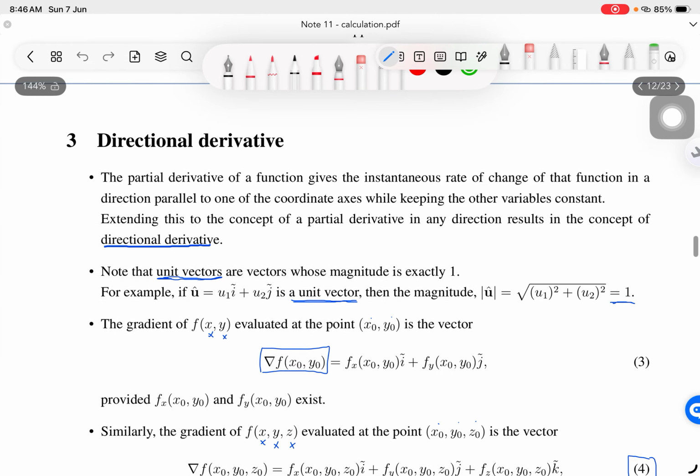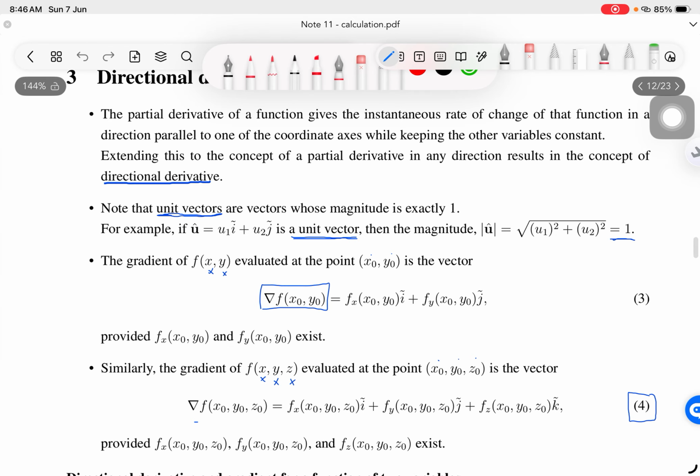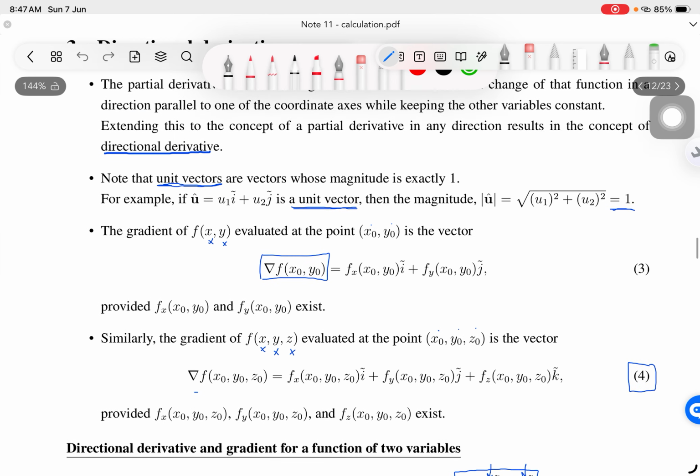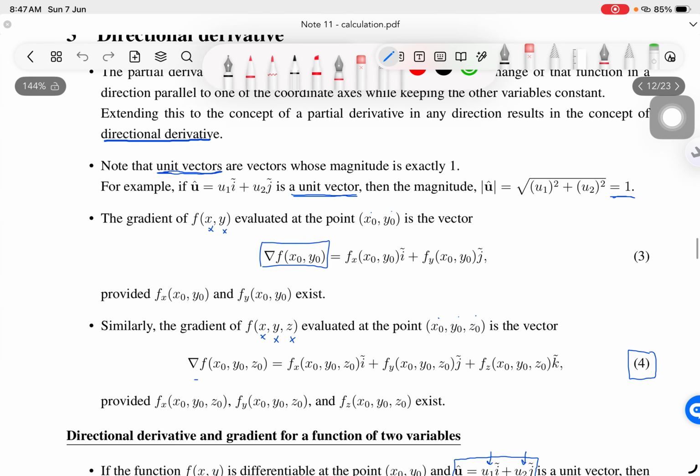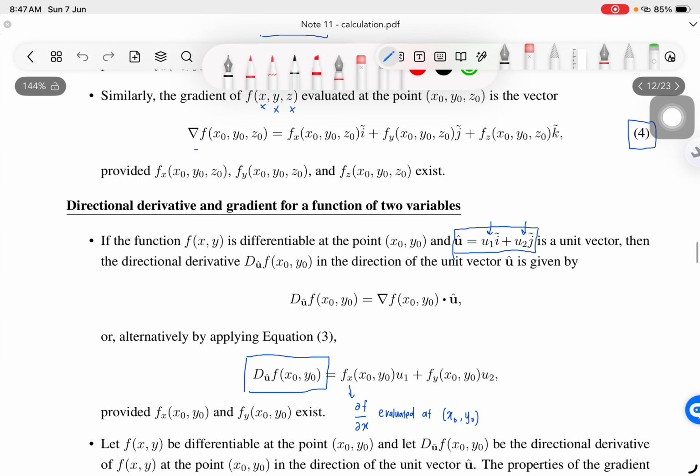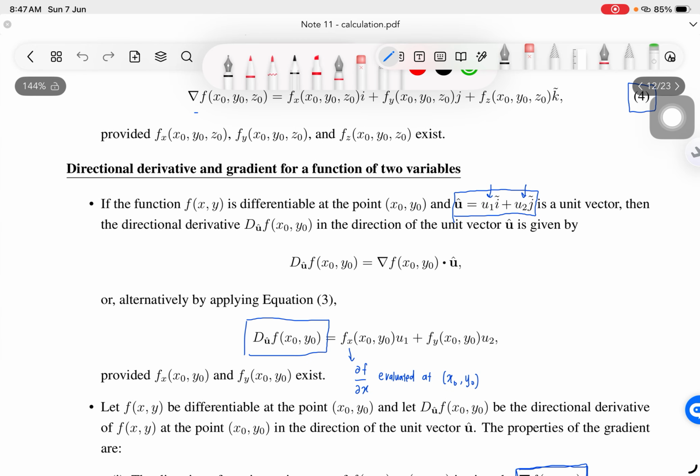To find the gradient of f(x, y) evaluated at the point (x0, y0), this one you have done just now, you find the del. Let's say that one is 3 variables, so you already know this one. Now we want to find the directional derivative and gradient for a function of 2 variables.